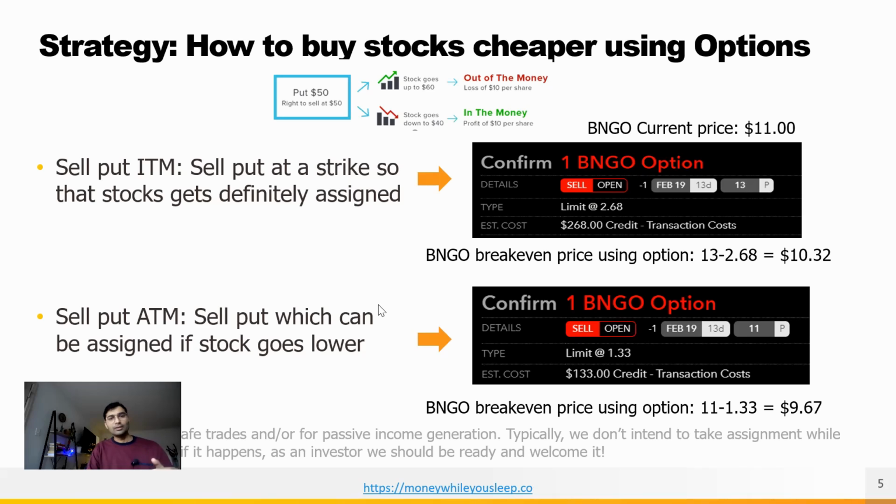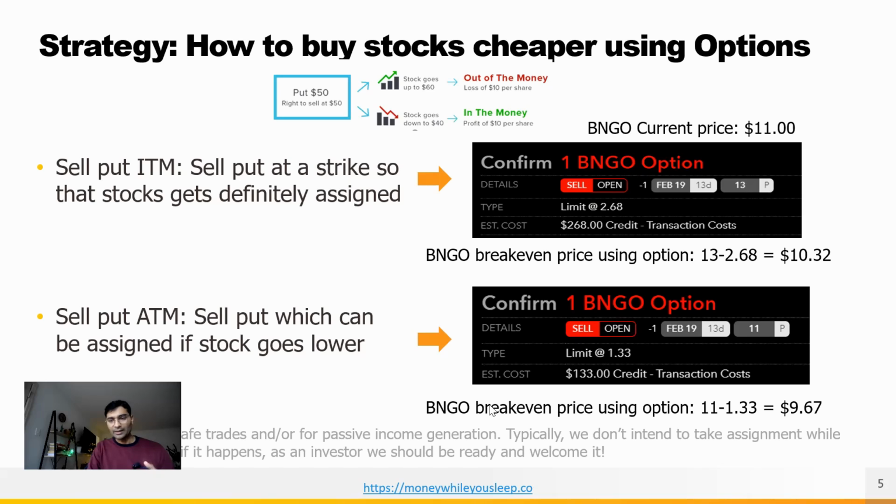So let's look at another scenario where I'm going to sell a put at the money. At the money means my strike price as well as my current stock price are almost the same. So let's say BINGO's current price is $11 and I'll also keep the strike price at $11. And in this particular scenario, I'm going to collect $1.33 as a premium.